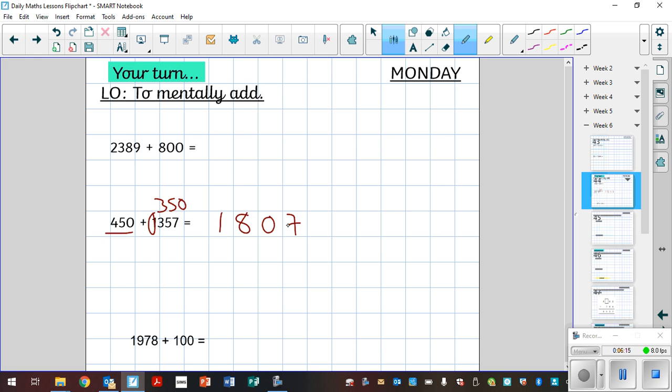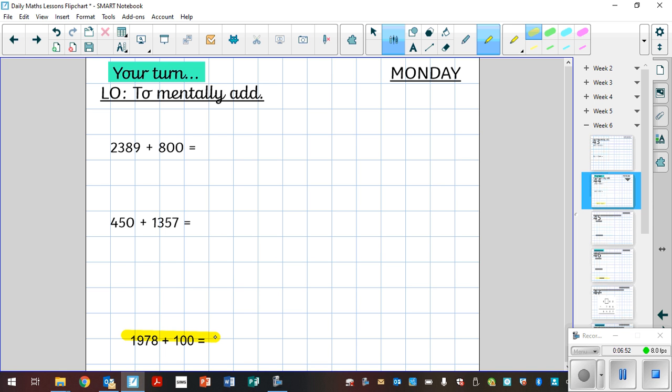What we need to be careful of is in this tens column where actually we've exchanged into our hundreds. How do I know that it's 1,807? We check again, don't we? What's 1,450 plus 300? That's 1,750, plus another 50, 1,800, and then plus the 7, 1,807.